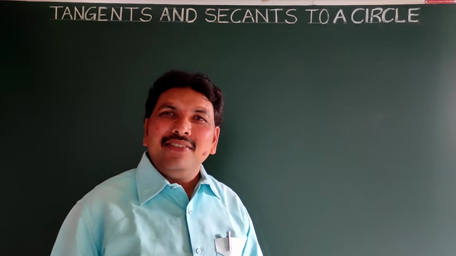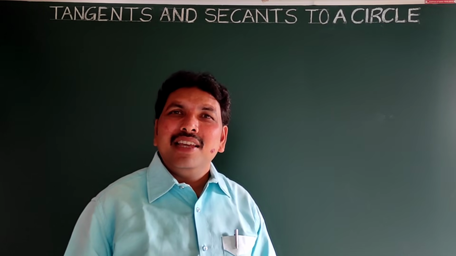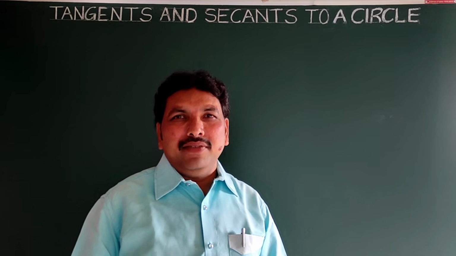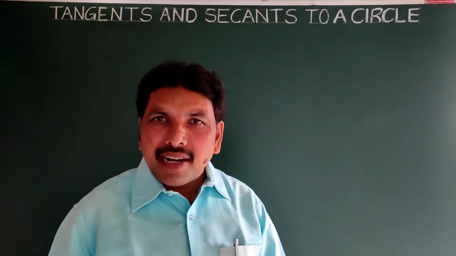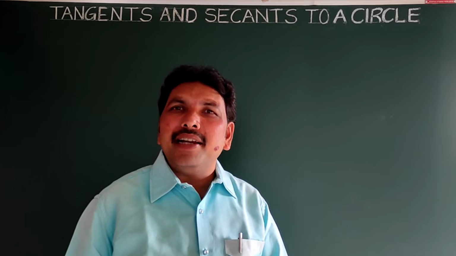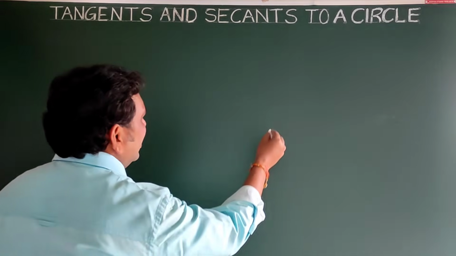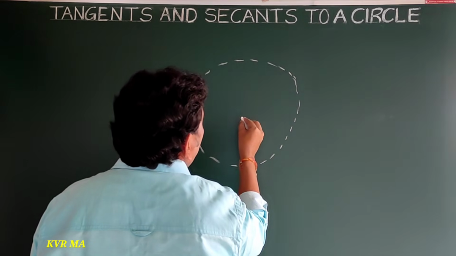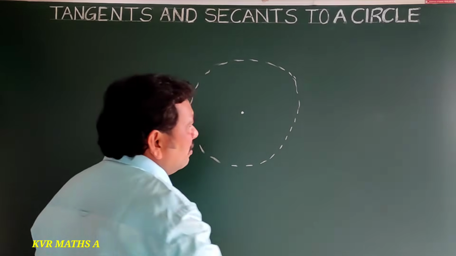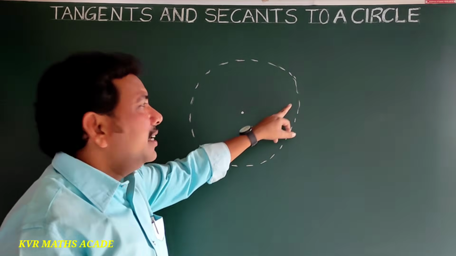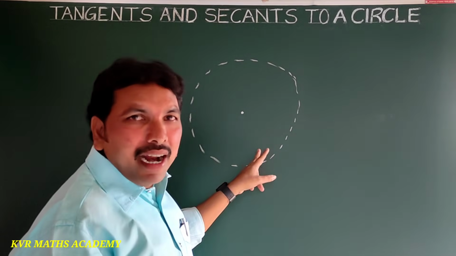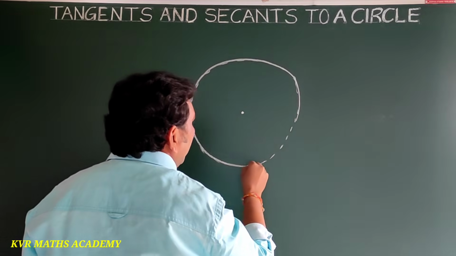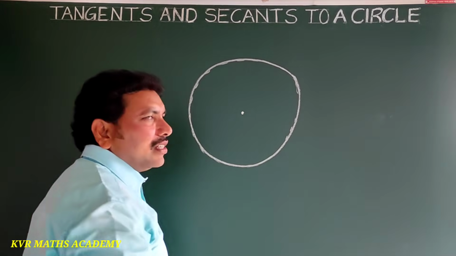What is a circle? A circle is a set of points which are equidistant from a fixed point. Look here, these are the set of points which are equidistant from this fixed point. This forms a circle. So the circle is a set of points which are equidistant from a fixed point.